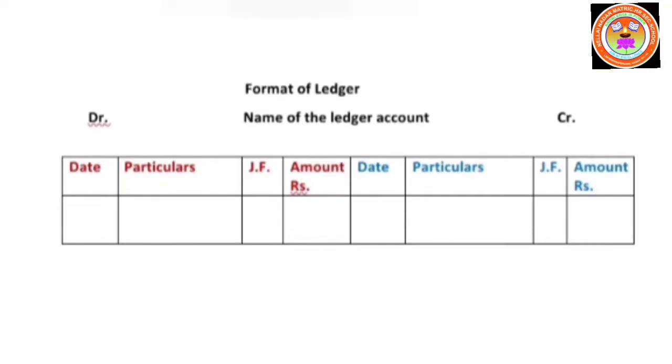Format of ledger. The ledger account is prepared in T format. It is divided into two parts. Left side is debit side and right side is credit side. Each side contains four columns. The name or title of the account is placed at the top middle and the details are entered in the ledger. The format of ledger is given below.